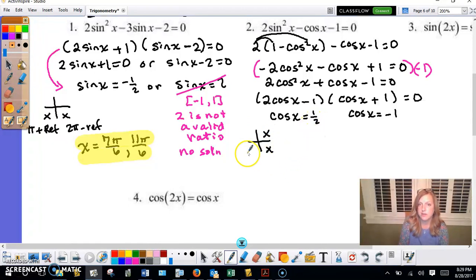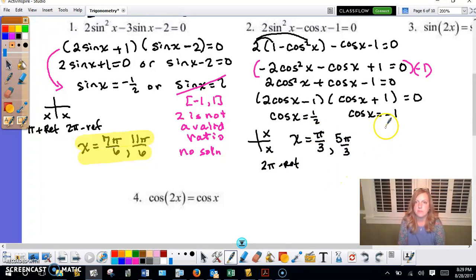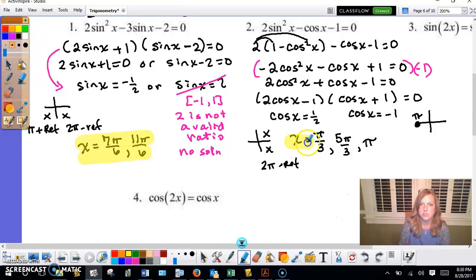This is the pi over 3 family, so we're going to use the reference angle as one of my solutions because that's in quadrant 1. And then in quadrant 2, 2 pi minus your reference angle is going to give me 5 pi over 3. Anytime sine and cosine is 0, 1, or -1, you know it's quadrantal. Cosine is the x-coordinate on the unit circle, and where the x-coordinate is -1 is over here for an angle of pi. So we have our 3 solutions for question number 2.